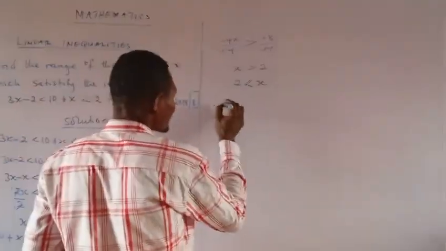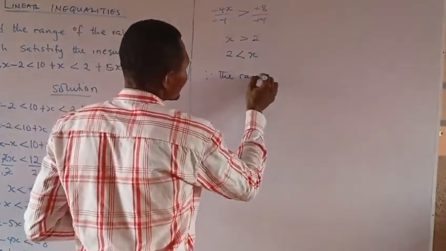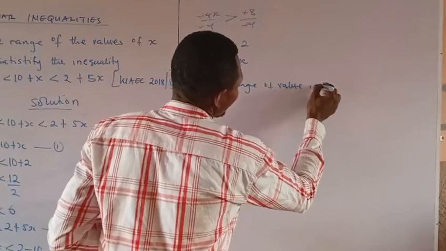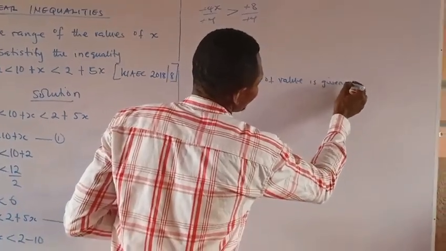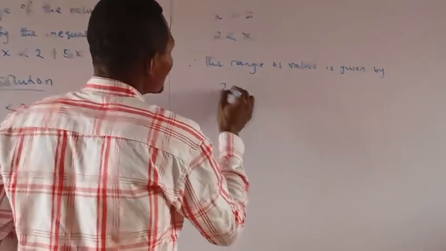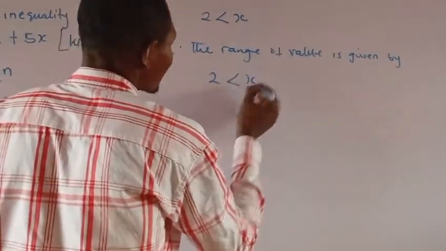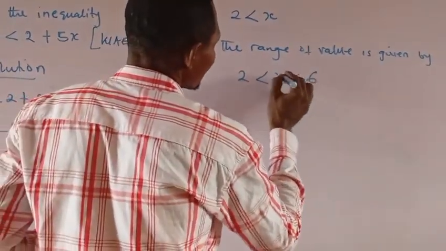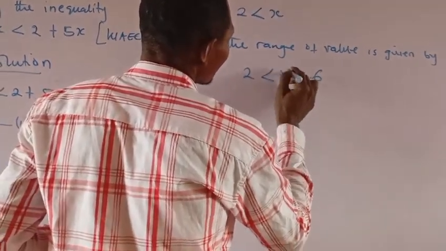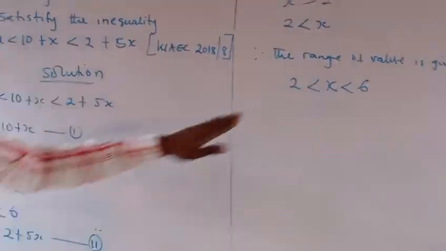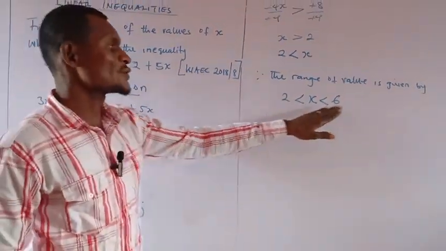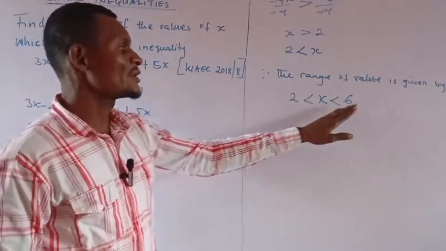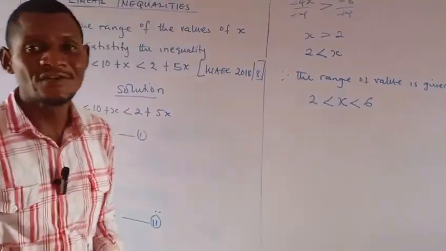Therefore, the range of values is given by 2 < x < 6. So this is the boundary of the range. You can have from a number greater than 2 to a number less than 6. These are the range of values of x.